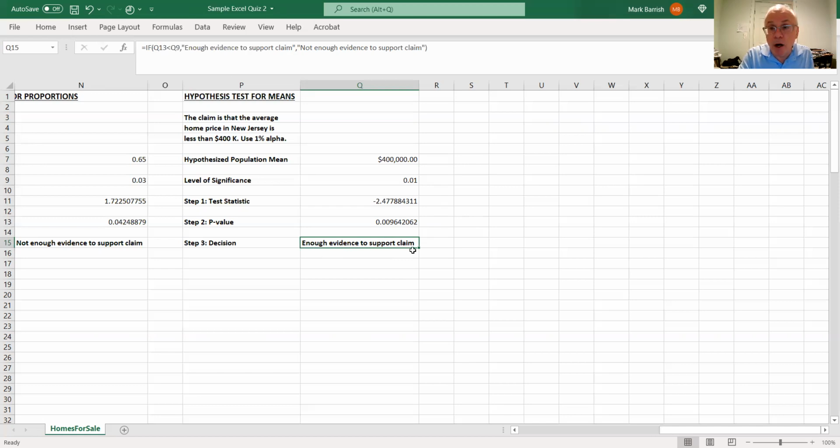In other words, we are rejecting the null hypothesis and supporting the alternative hypothesis that on average, home prices in New Jersey are less than $400,000. There's enough evidence to support that.